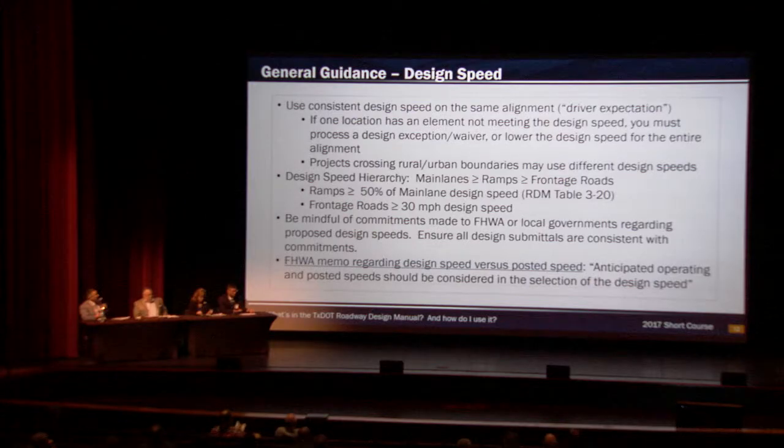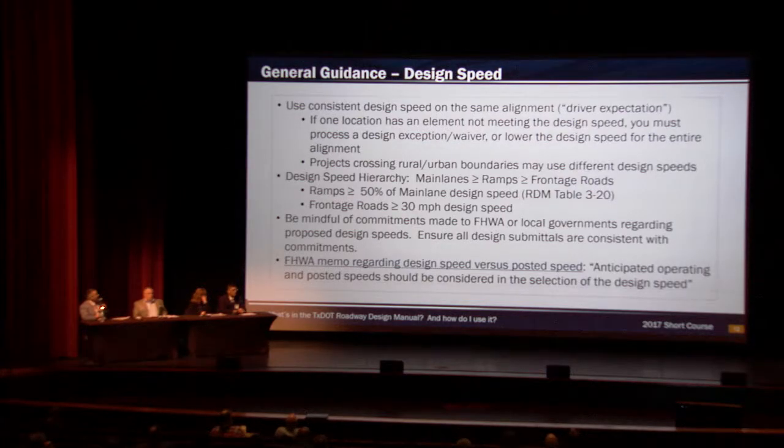Now, one exception to this, at the second point there, is that if you're crossing from a rural section into an urban section, with higher driveway density and those types of things, maybe a two-way left turn lane, then yes, you can reduce the design speed in those types of transitions.